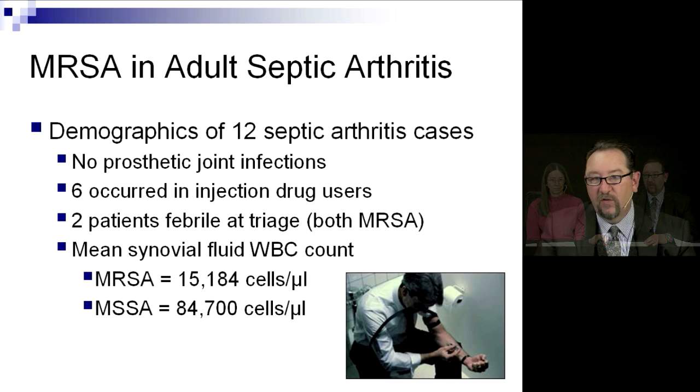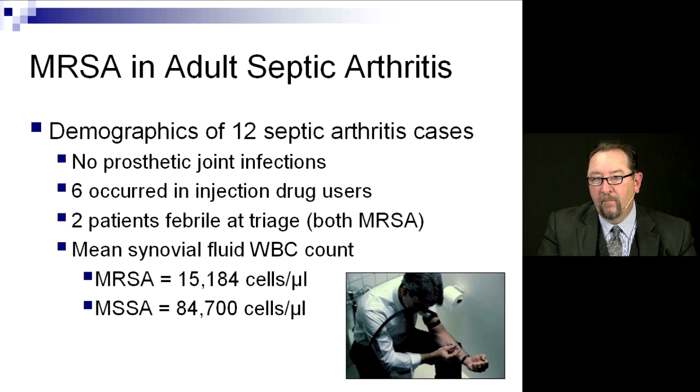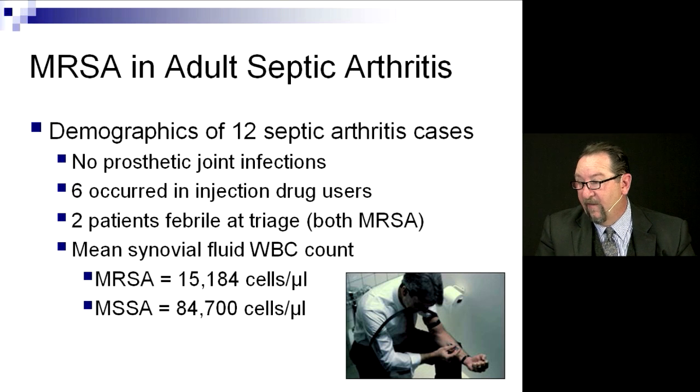The demographics of the 12 septic arthritis cases: no prosthetic joints, though they have an even higher rate of staph. 6 occurred in injection drug users. Not surprising, we see a lot of that. 2 patients were febrile at triage. Of those, both of them were MRSA positive. So this means that, again, just like in the last section, fever is not the be-all and end-all.